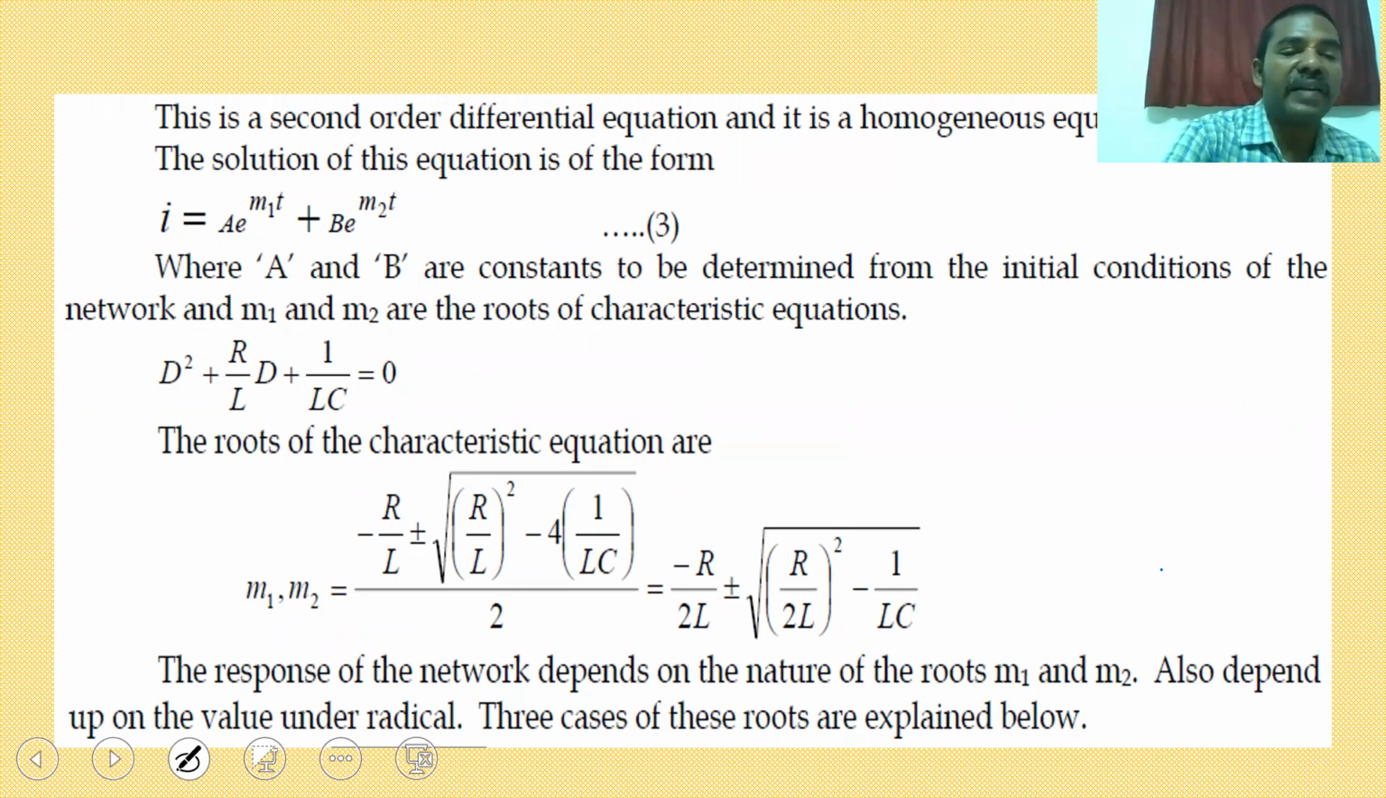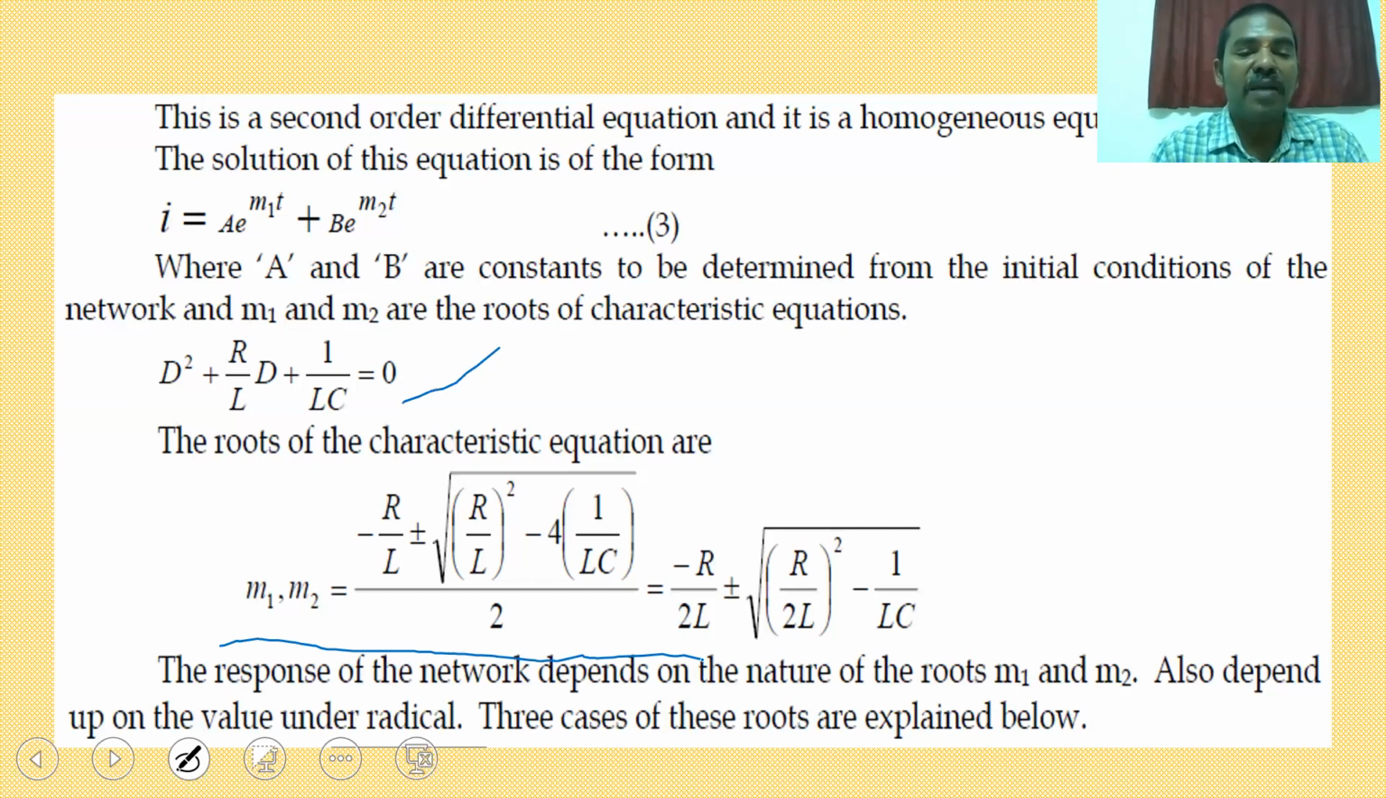For the characteristic equation D square plus R/L into D plus 1/LC is equal to 0, the roots of the equation are like this. m1, m2 is minus R/L plus or minus root of (R/L) square minus 4 into 1/LC, divided by 2, or you can write it as minus R/2L plus or minus root of (R/2L) whole square minus 1/LC. So these are the roots of the equation.